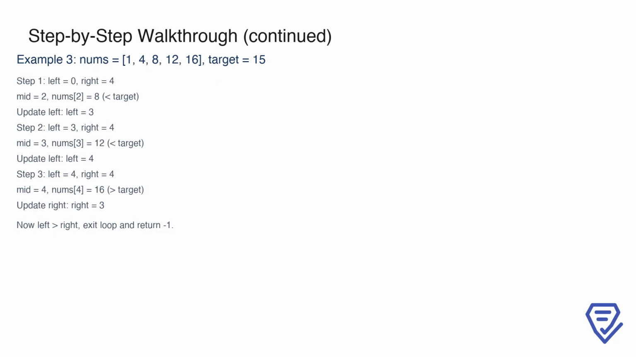Here's another example. Suppose nums is 1, 4, 8, 12, 16, and target is 15. We start with left at 0, right at 4, mid at 2, value 8, which is less than 15, so left becomes 3. With left at 3 and right at 4, mid is 3, value 12, also less than 15, left becomes 4. Now, left and right are both 4, mid is 4, value 16, greater than 15, so right becomes 3. Left is now greater than right, we exit the loop and return -1. This shows how binary search effectively determines when a value does not exist in the array.